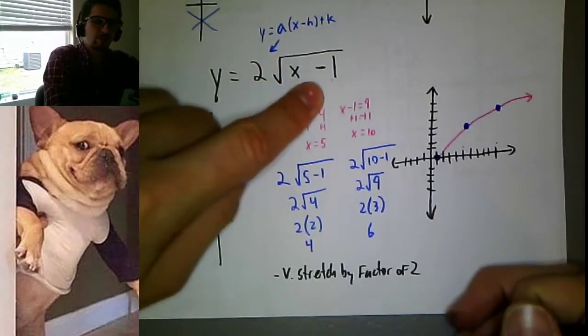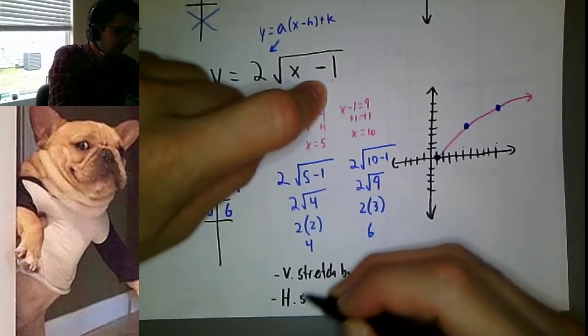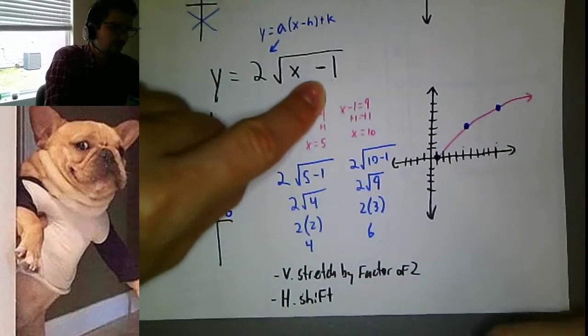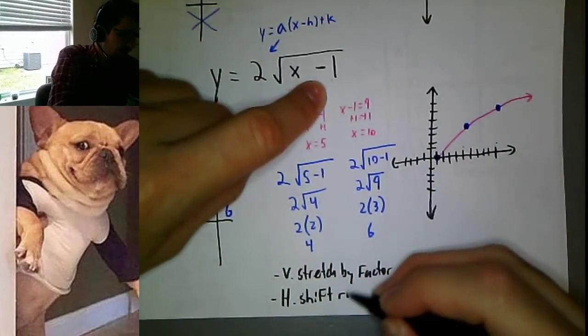What is this minus 1? This is my h, and h is for horizontal shift. Which direction? It's negative, so we switch it to positive, so we're going right 1.